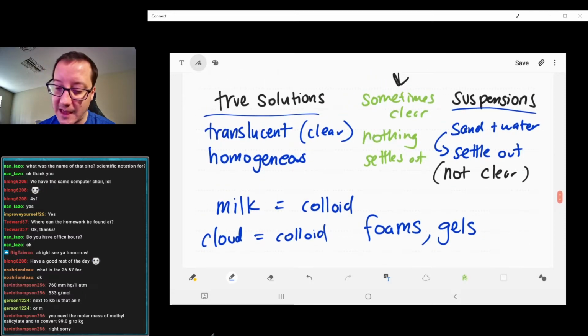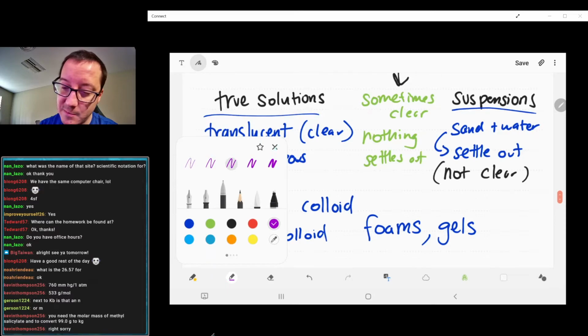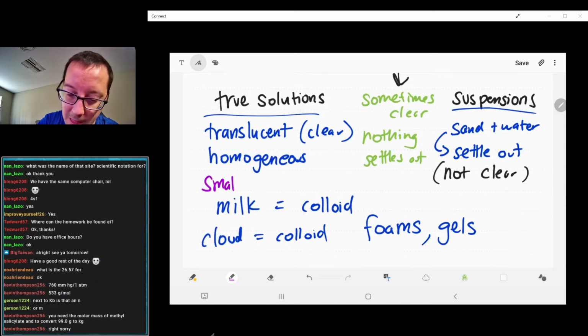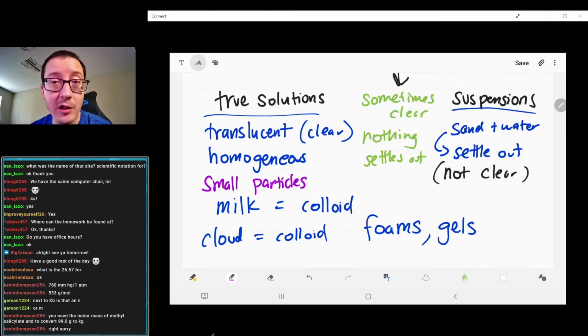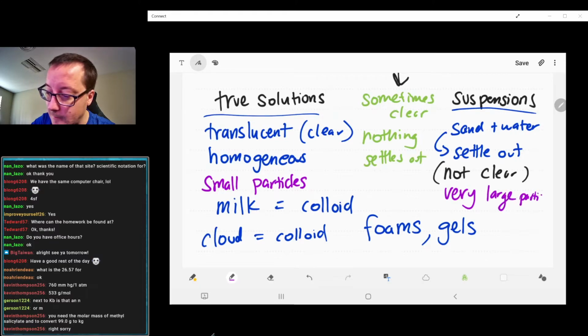The reason that all these happen, by the way, is because with true solutions, we have really small particles. Those are going to be ions or small compounds that are completely dissolved. They're surrounded by water. Everything's happy. With suspensions, we have very large particles, like that grain of sand, for example, would be huge, right? It's millions and millions of molecules or atoms. And so those are really, really big. And then with colloids, we're going to see that we have intermediate particle size.